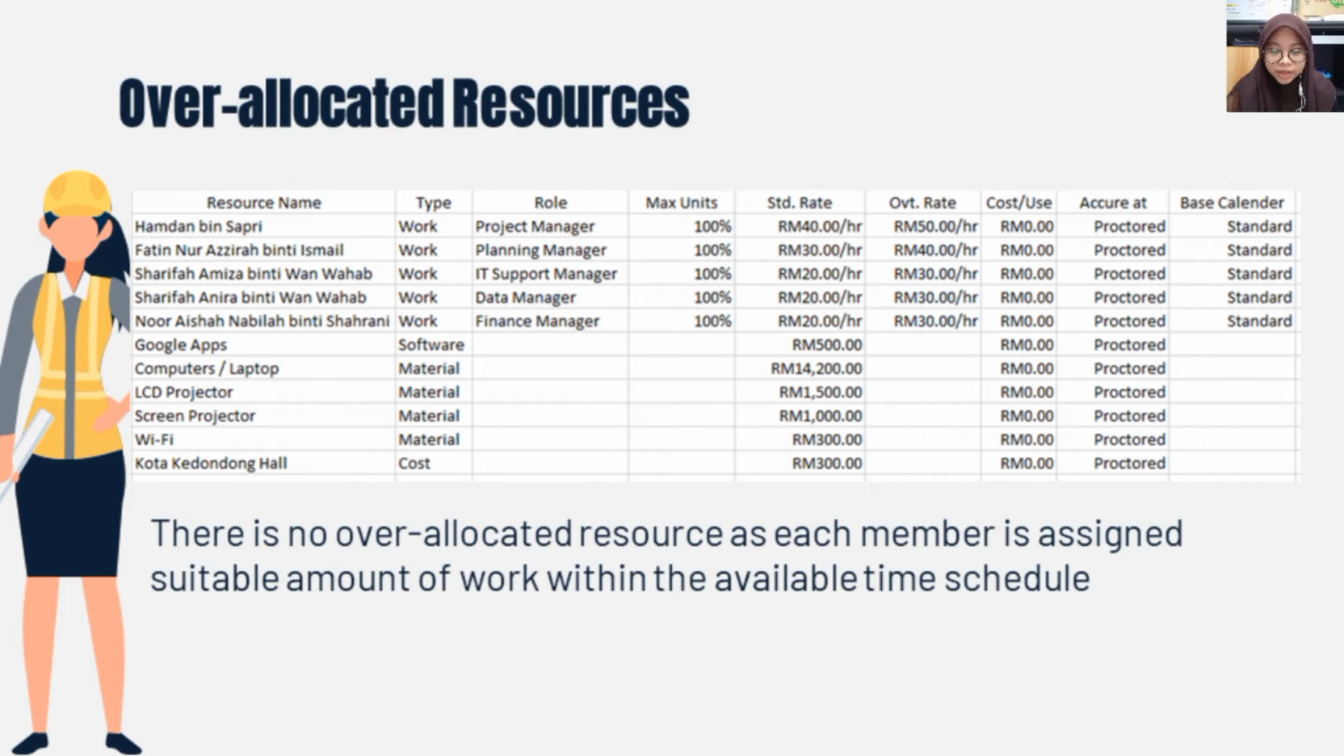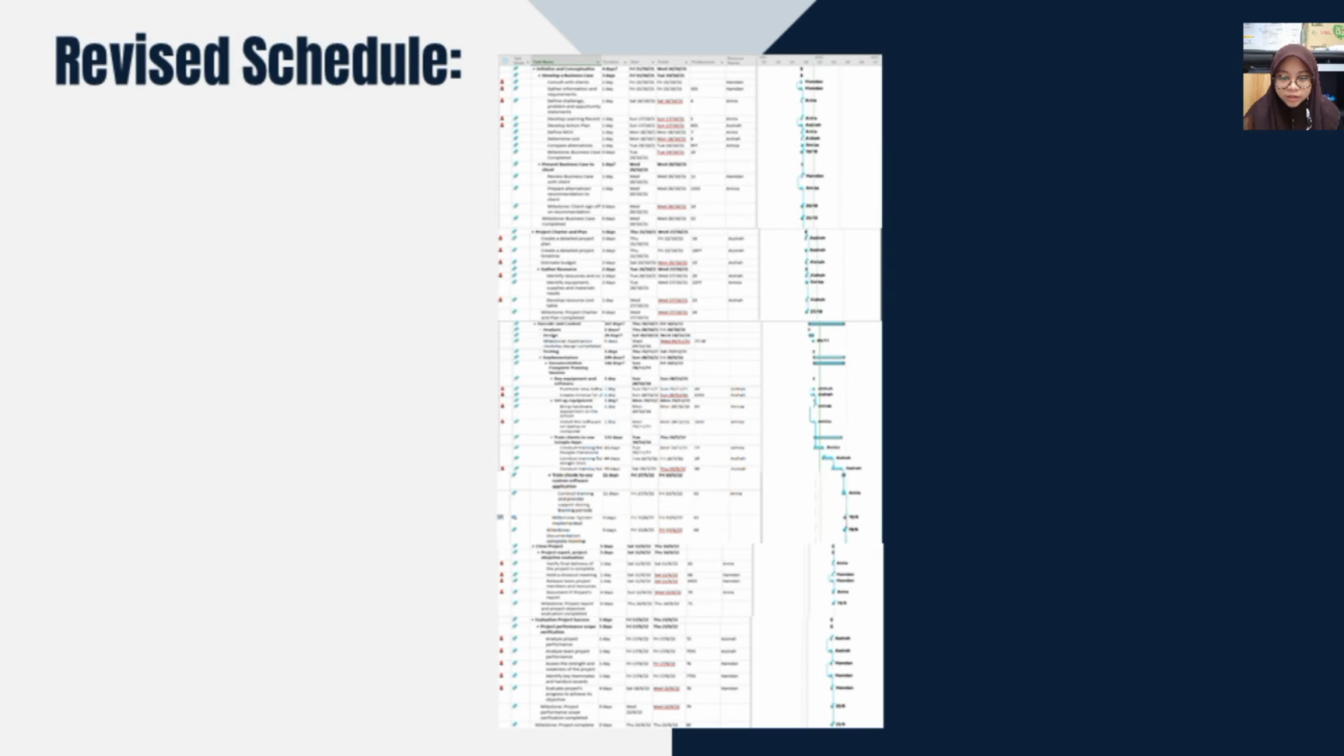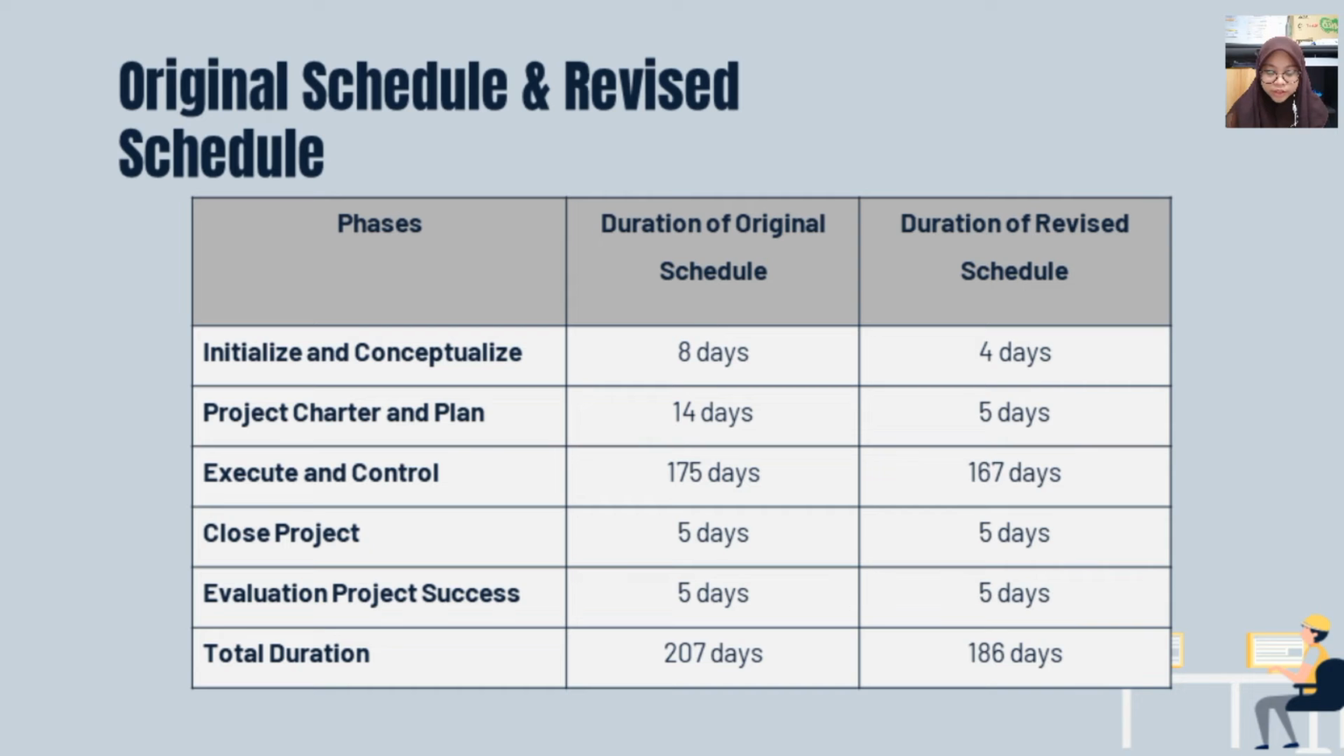Over-allocated resource. In our project, there is no over-allocated resource because each member is assigned a suitable amount of work within the available time schedule. Original schedule and revised schedule. This is the original schedule. This is the revised schedule. The total duration for the original schedule is 207 days. After a 10% reduction at the client's request, the total duration for the revised schedule is 186 days.